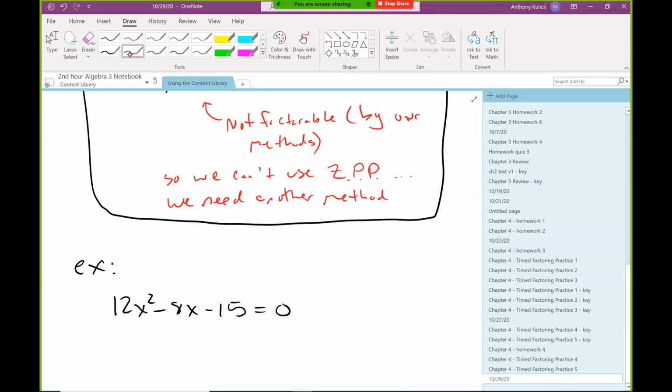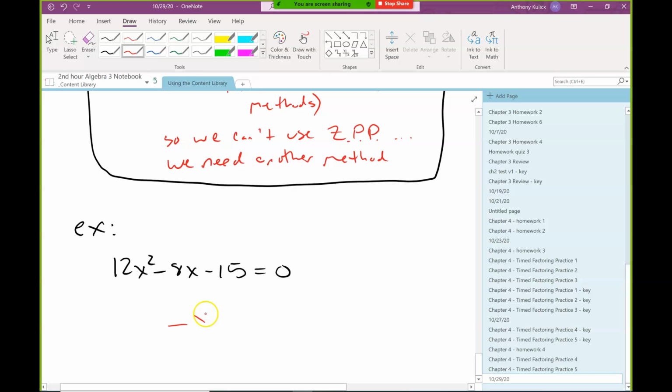We should check to see, can we take a 12 out of all of the coefficients? No. Can we take anything out of all the coefficients other than 1? No. So this is a long factoring problem. It's been a while since we've done one of these. Let's do that again and go over how to do that. So we're going to need to find two numbers that multiply to give us the A coefficient times C, and then add to give us the B coefficient.